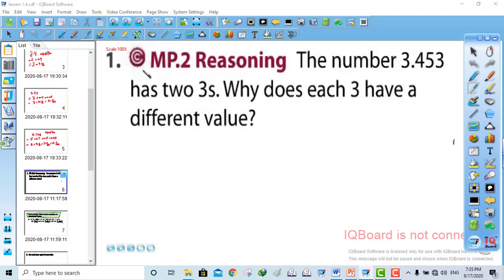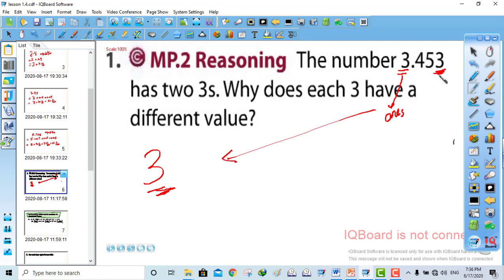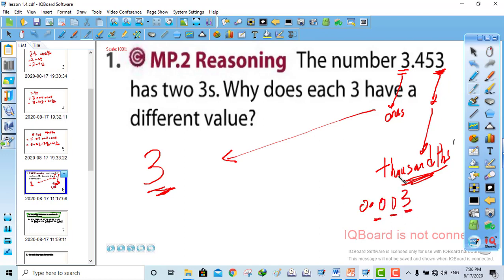Now the first question in your book: the number 3 and 453 thousandths has 2 threes. Why does each 3 have a different value? Okay, in a simple answer we can say that this 3 is in which place? In the ones place, so this 3 is only 3. The value of the first 3 is 3. And the other 3, this one, in which place? In the thousandths place. So since it's in the thousandths place, it should be 0.003, 3 digits after the decimal for the thousandths. Or also you can write it as 3 times 1 out of 1,000. Okay, this is the value of the other 3.